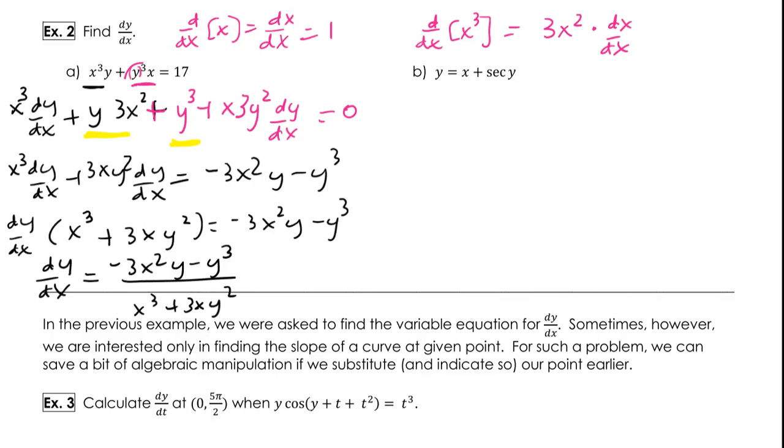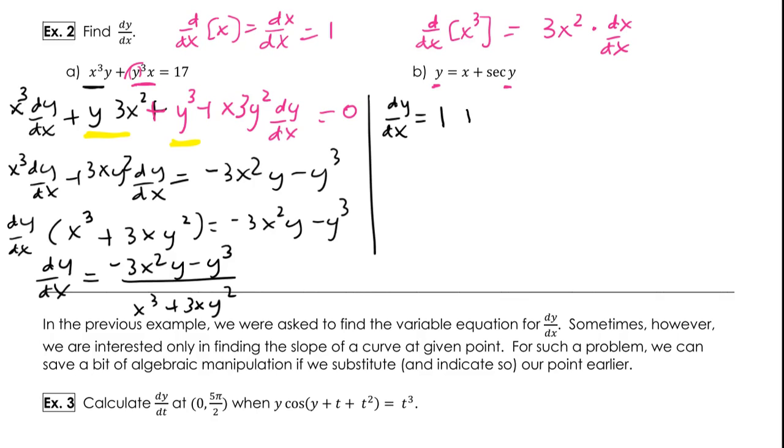Okay, on B, note here that even though y is isolated right here, there's another y here, so that's why this is still implicit. So if we apply the operator d over dx on the left, we get dy/dx. If you apply it on the right, the derivative of x is dx/dx, which is 1.